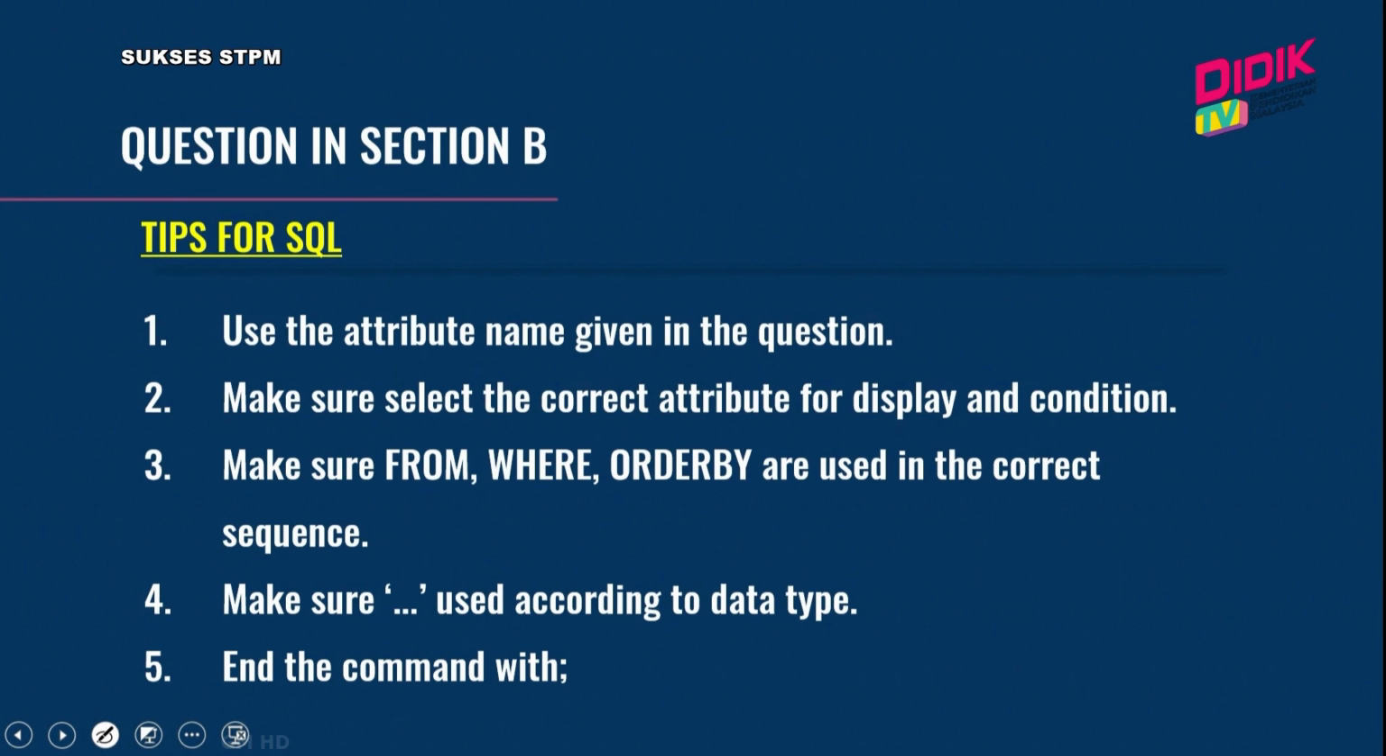And then number 3, make sure when you write the coding, from, where, order by are used in correct sequence. Meaning you write from first and then followed by where and then followed by order by. If you change the order, it will be syntax error. And then make sure to write codes for certain data type. Usually the codes will be written for variable char or char. If your data is integer type, don't write in quotes, it's wrong. And then finally you must write semicolon at the end of your command. Don't forget.